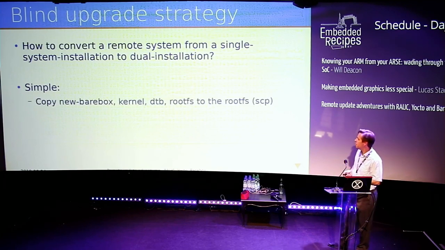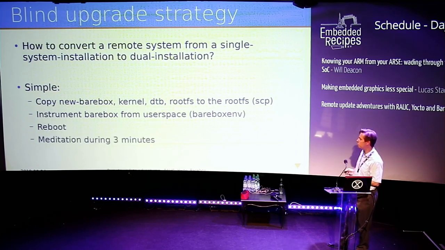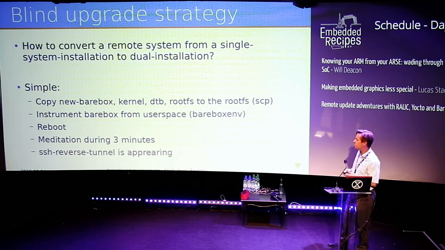Very simple. Copy the new Barebox, kernel, and rootfs to the new rootfs. We are using SCP because we have our reverse SSH tunnel. We need to instrument Barebox from user space to do a self upgrade, because we need boot chooser and other features, and we need to place some scripts to do that. We need to reboot. We need to do some meditation for 3 minutes, and afterwards our SSH reverse tunnel will reappear. Simple.